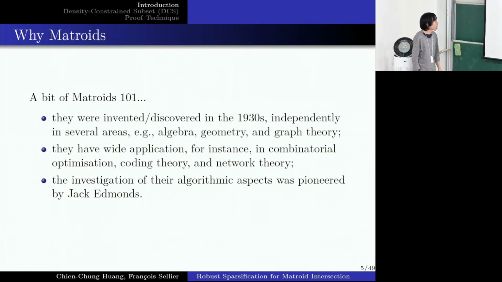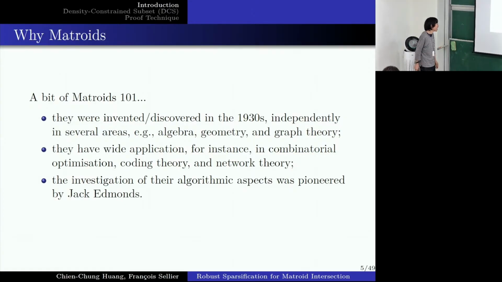A little bit of background. These things were invented or discovered in the 1930s, and it's very interesting because they came up independently in several different areas. That's a good sign; this is something very natural. They also have nice applications, and since we are doing computer science, we care about applications. The godfather of computer science in this area is Edmonds.